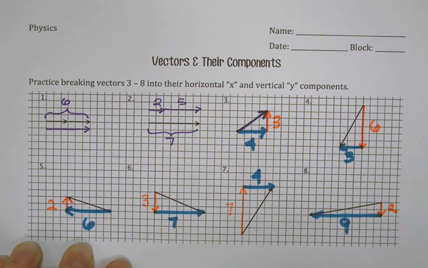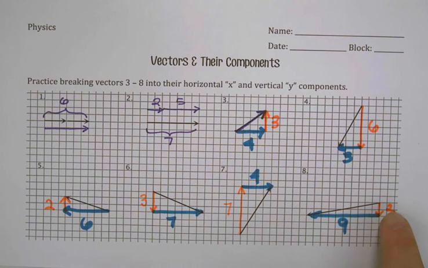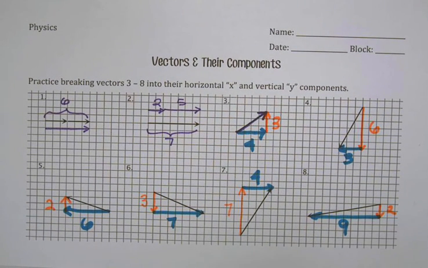So breaking up vectors into their components is as simple as making it into a nice right-angled triangle with your x and y components. Remember, the x components are the horizontal components, and the y components are the vertical components.